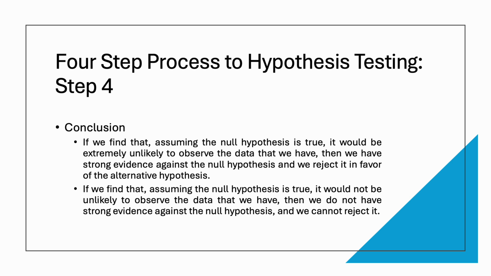However, if I find that it would not be unlikely to observe what I observed, then we do not have strong evidence against the null and we cannot reject it. So if I don't find that the probability is small, then I can't say that the proportion of people that would pick chocolate ice cream is more than 50%.